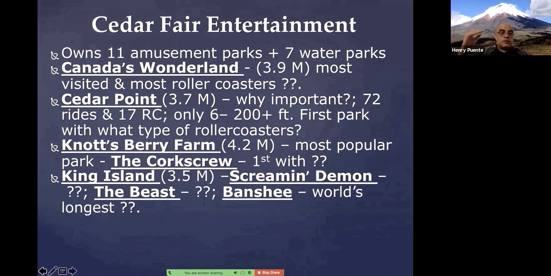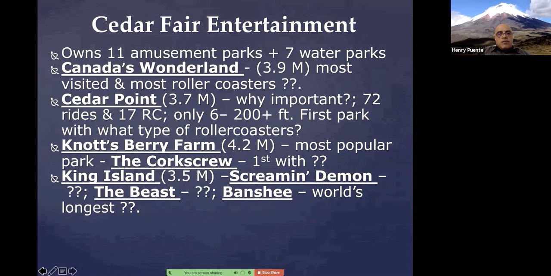So again, it's the first park to have a hyper roller coaster, which is a roller coaster at least 200 feet, a giga roller coaster, which is a roller coaster at least 300 feet high, and a strata roller coaster with 400 feet. So again, it's the only park to have all those different types of roller coasters. If you're into roller coasters, then Cedar Point is like roller coaster heaven for you.